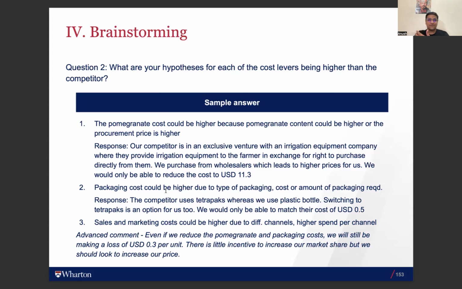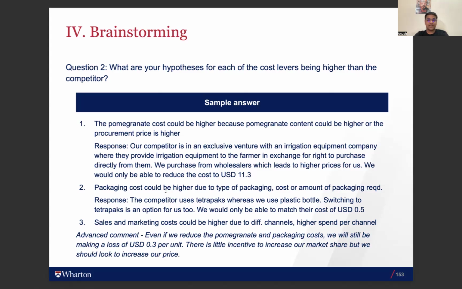Packaging cost could be higher. Now, the next justification which you are giving is that packaging cost could be higher either because we have a different type of packaging, we just have higher cost, or we are packaging it more than required. We are using 2, 3 boxes or all these things. Our amount of packaging is different. And then the response is the competitor uses Tetra Packs, whereas we use plastic bottles. Switching to Tetra Packs is an option for us too. We would only be able to match their cost of USD 0.5. Okay, so now we have new information that we are using plastic bottles, and the competitor uses Tetra Packs. We can also move to Tetra Packs and have the same cost as the competitor. So we will save some cost there, 0.5 same.